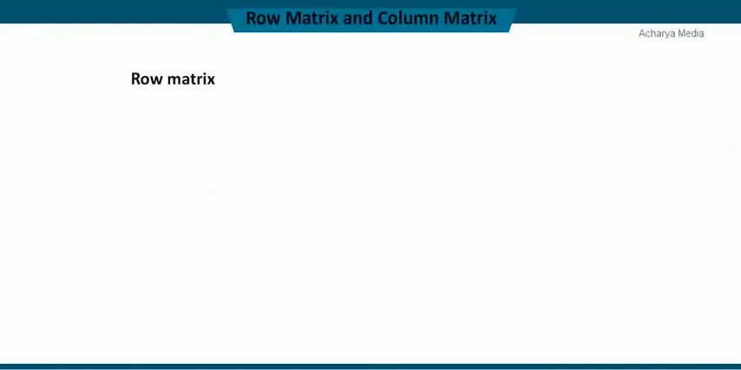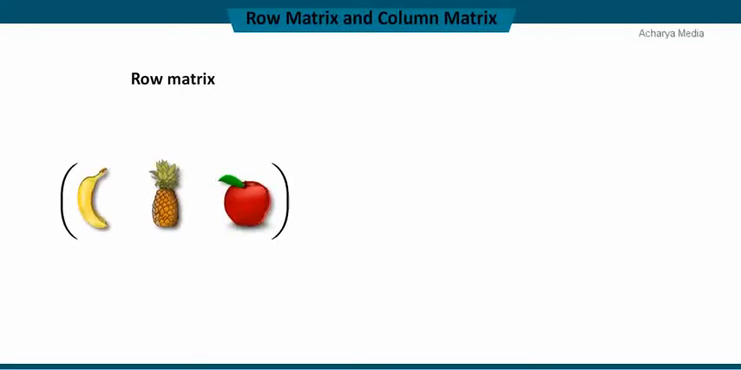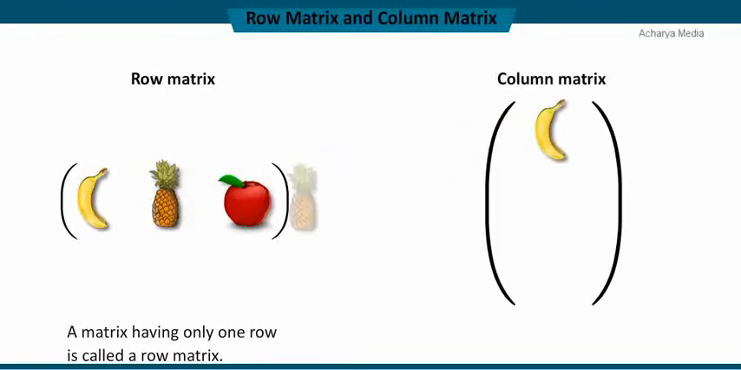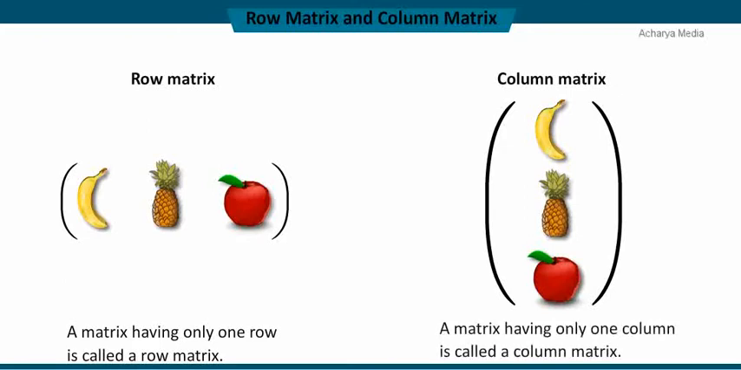Row matrix. You can see that the fruits are arranged horizontally in a single line to form the row matrix. A matrix having only one row is called a row matrix. Column matrix. Here, the fruits are arranged vertically in a single line to form the column matrix. A matrix having only one column is called a column matrix.